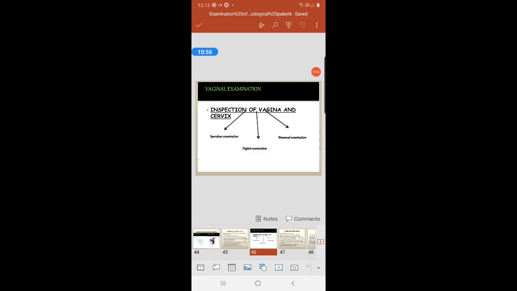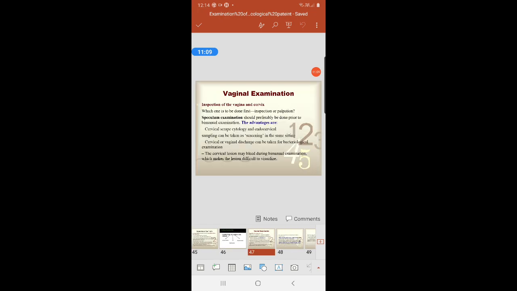Next is the vaginal examination. It again starts with the inspection of the vagina and the cervix. For the inspection, we can go for the speculum examination, digital examination, or bimanual examination. So, examination of the vagina, coming first to the inspection of the vagina and the cervix.